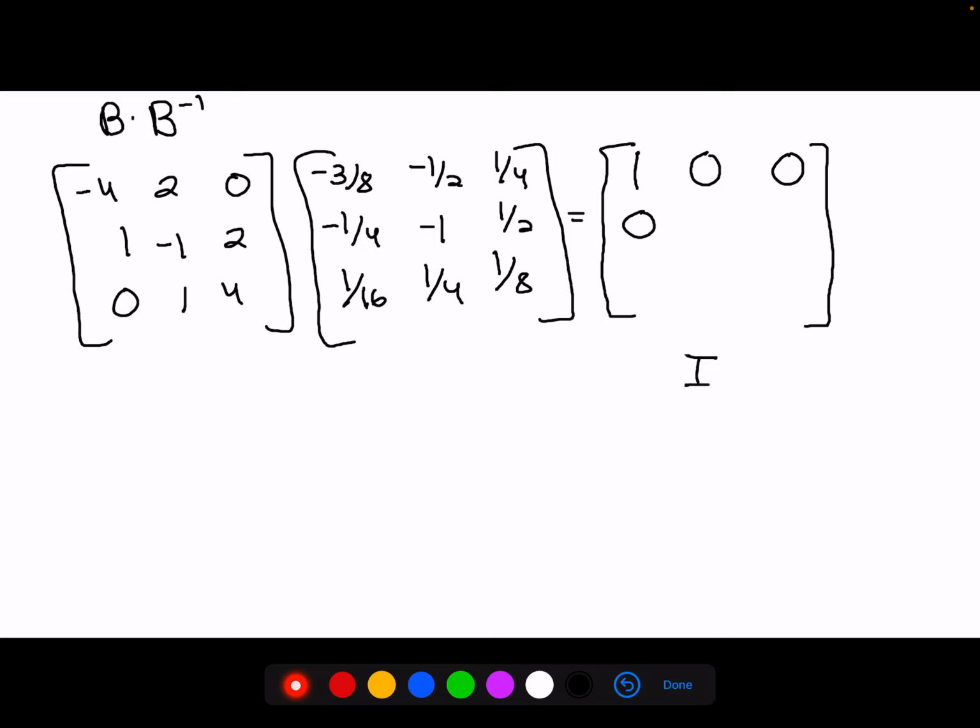Row 2, column 2, -1/2 plus 1 is 1/2. Then plus 2 fourths or 1/2 is 1. Row 2, column 3, 1/4 minus 1/2 is a -1/4. Plus 1/4 is 0. Row 3, column 1, 0. Minus 1/4 plus 1/4, 0. Row 3, column 2, 0. -1 plus 1, 0. Row 3, column 3, 0.